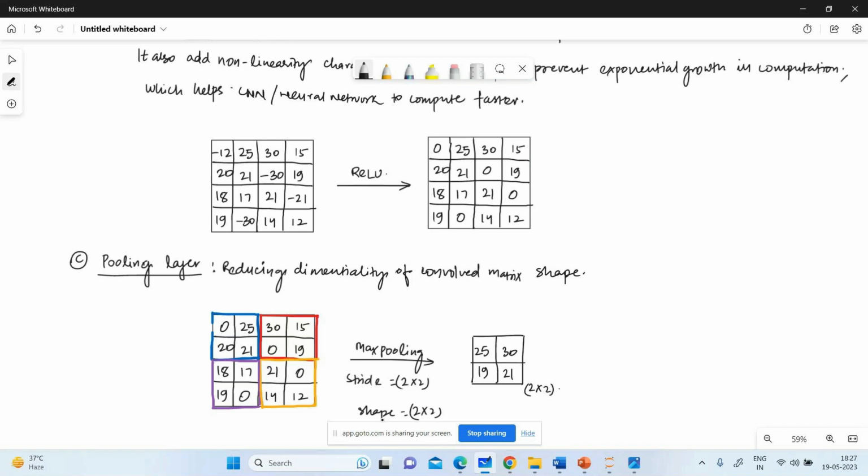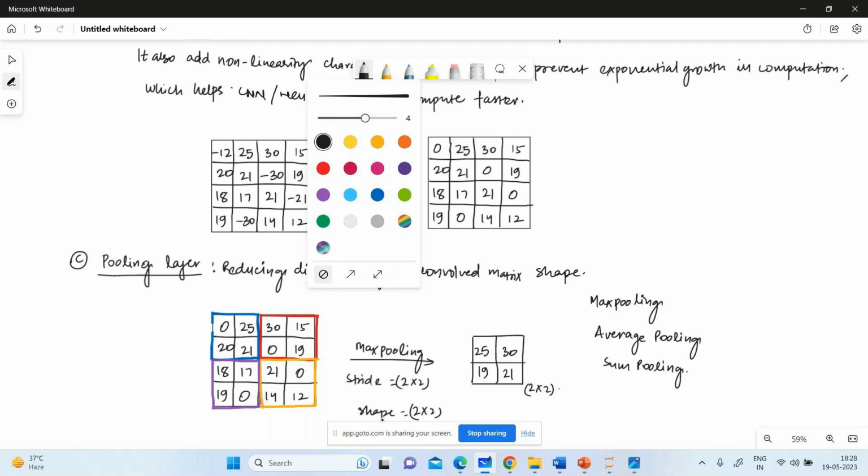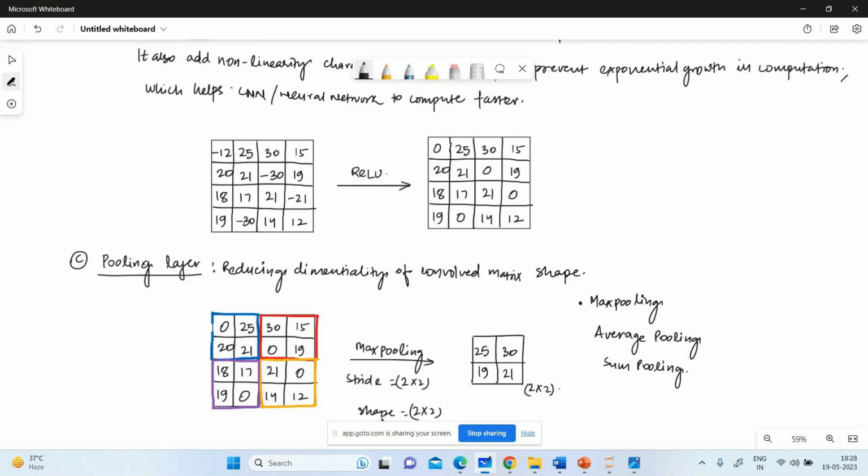What are the other pooling layers that we could have taken? Max pooling. Similarly, we have got average pooling as well. And similarly, we have got sum pooling as well. So we have got 3 here: max pooling, average pooling, sum pooling. These are my 3 combinations.